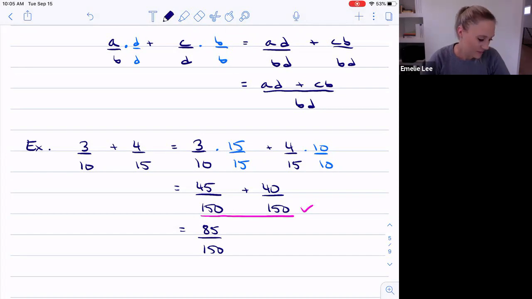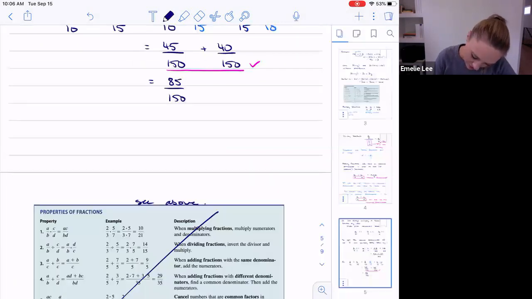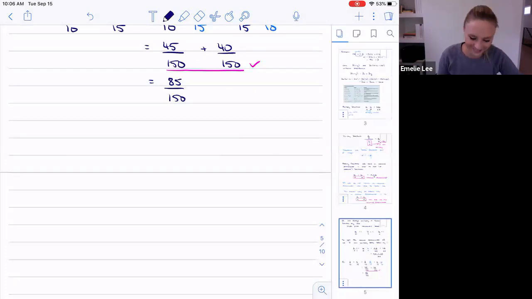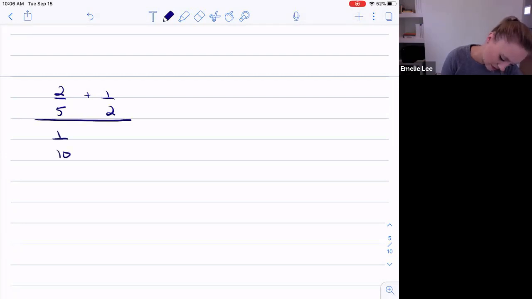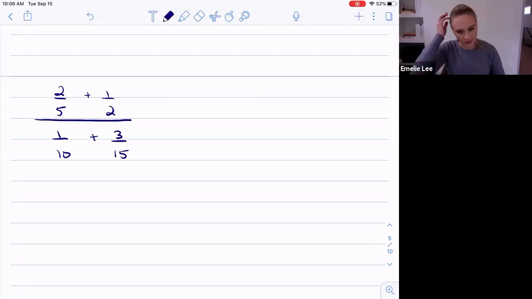Okay. Are you guys ready for a big example? I'll write it out and then I'll give you some time to work on it, and then we'll go through it together. This is kind of the ultimate. So if we have 2 over 5, I'm going to put it on a fresh page. 2 over 5 plus 1 over 2, divided by 1 over 10 plus 3 over 15. Okay, give that a little go.